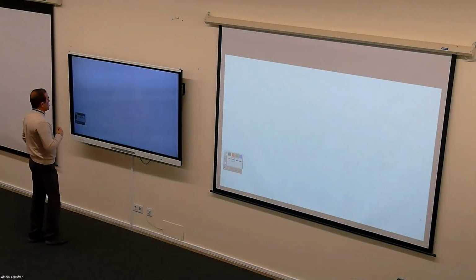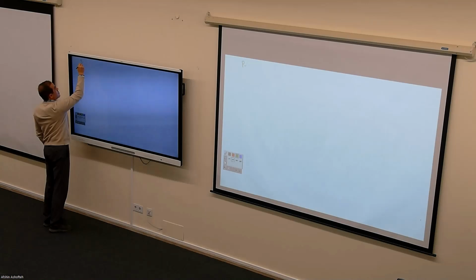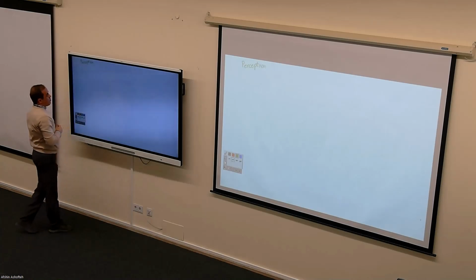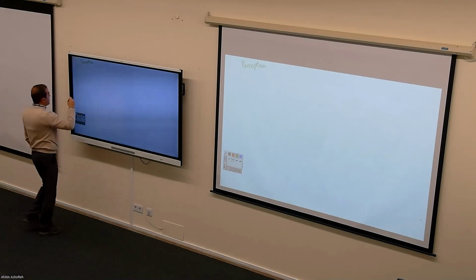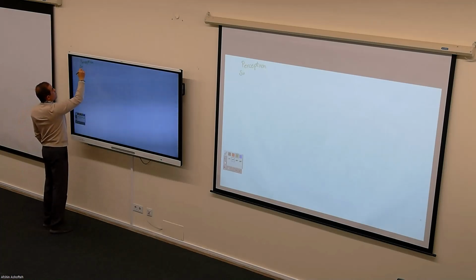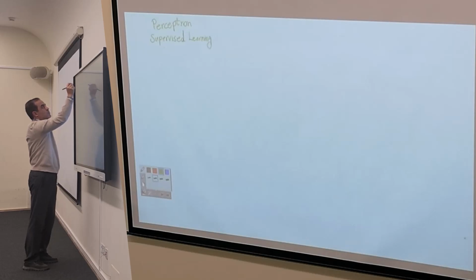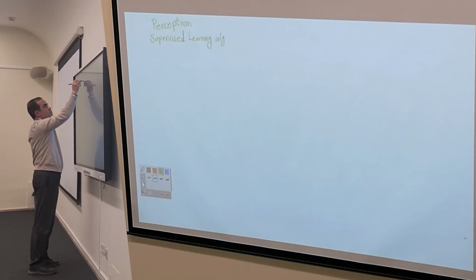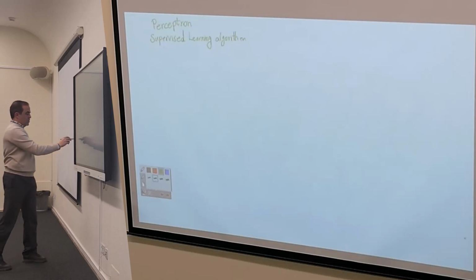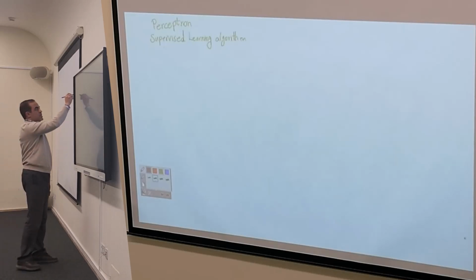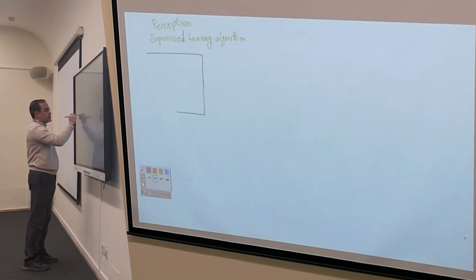Okay, so let's talk about Perceptron and continue our discussion about supervised learning algorithm and the example that we had about the credit risk scoring. So in this example, we had what?